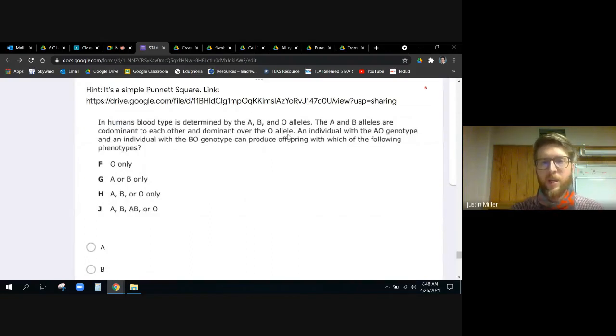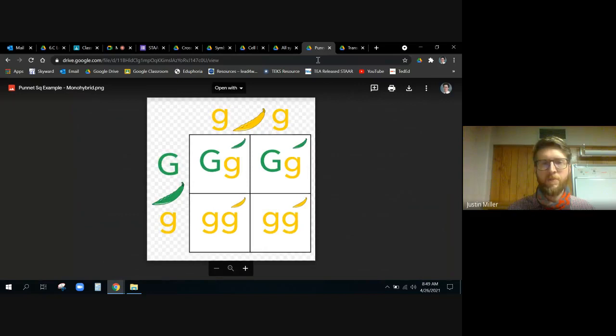All right. An individual with AO genotype and an individual with BO genotype can produce offspring with which of the following genotypes? All right, so you guys remember Punnett squares? No. This is a Punnett square. What they're saying is if you have a mom that has AO, which is A here and O here, and then a dad that has BO, B here, O here, remember you're working like a times table?